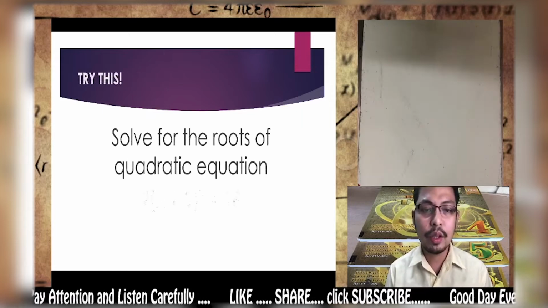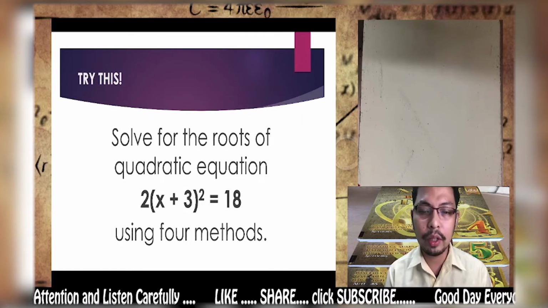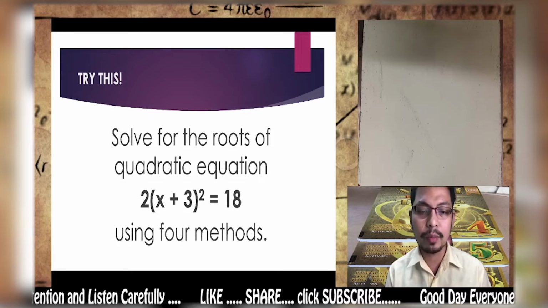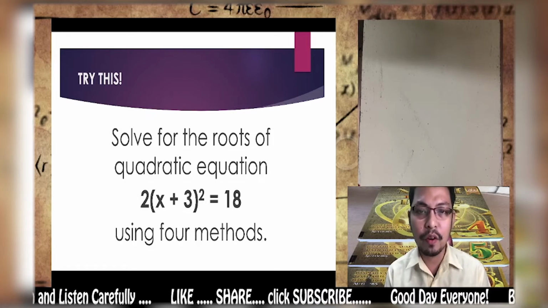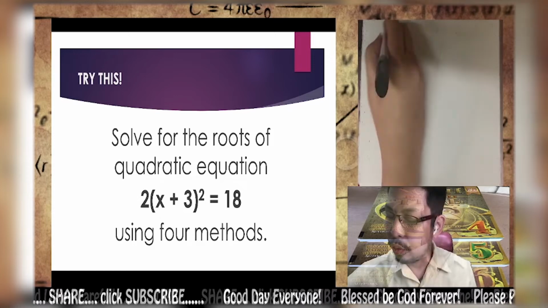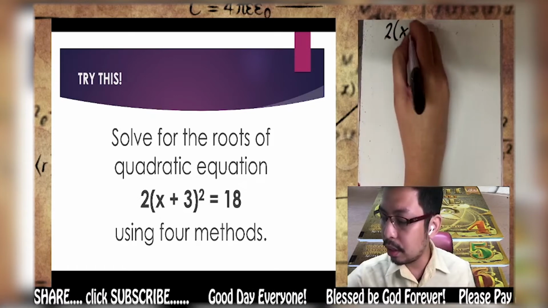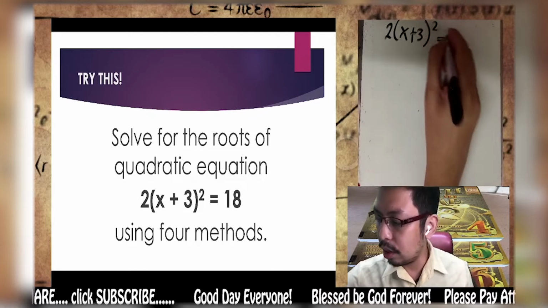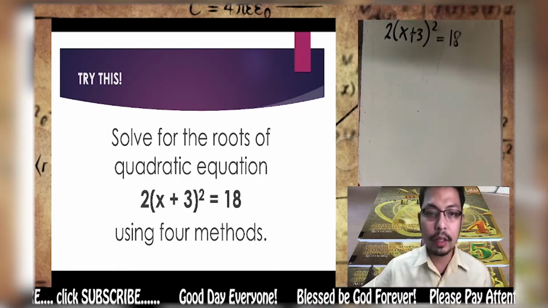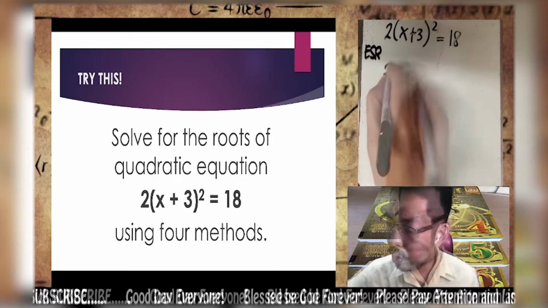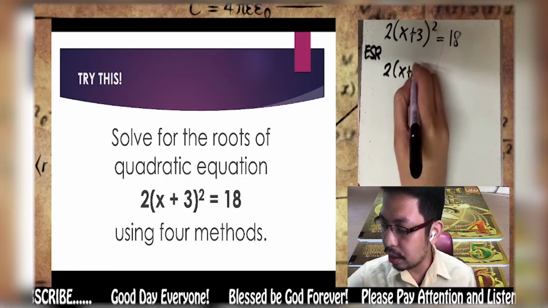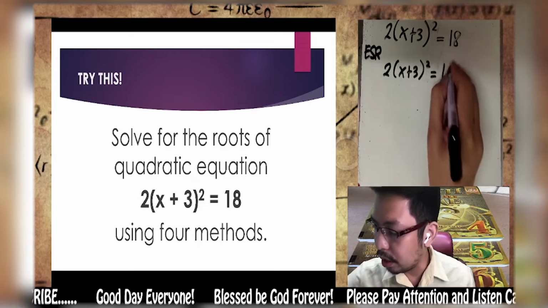Now try this. Solve for the roots of quadratic equation 2 times the quantity x plus 3 squared is equal to 18, now by using 4 methods. We have 2 times the quantity x plus 3 squared is equal to 18. First is by extracting square root. So, by extracting square root, 2 times the quantity x plus 3 squared is equal to 18.